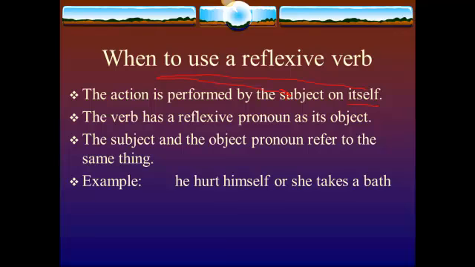The verb has a reflexive pronoun, and that's something that we don't see in ordinary conjugations, but in a reflexive verb there is always a reflexive pronoun, and that's how you identify it in the infinitive, because se will precede the infinitive. The subject and the object pronoun refer to the same thing. For example, he hurt himself, or she has taken a bath, and that refers to herself.